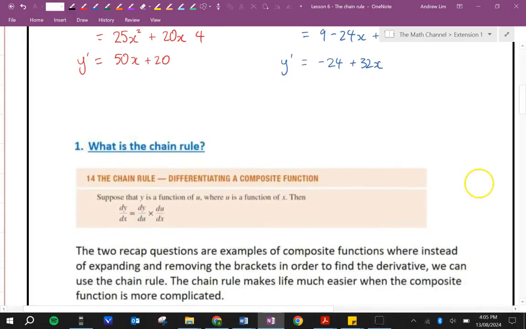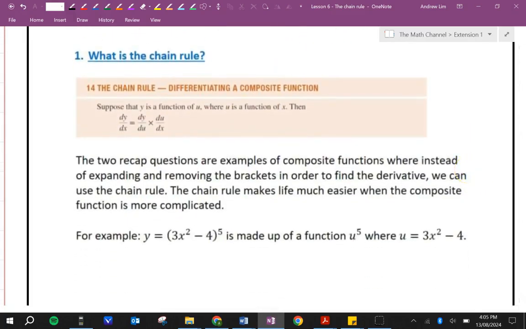So, what is the chain rule? Suppose that y is a function of u, where u is a function of x. Then dy/dx is equal to dy/du times du/dx. This is the official definition of the chain rule, where we've got two derivatives multiplied by each other. The du's cancel here, leaving us with dy over dx.